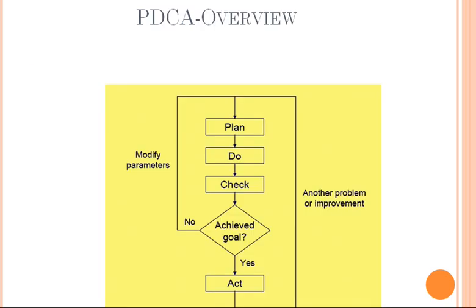So this is the PDCA cycle which is going to happen. Plan, do, check will have the same flow. Iterations will be done to achieve the goal. If the goals are achieved, then you are going to act. If goals are not achieved, once again you have to act to reach the goals. So like this, all the problems will be solved.